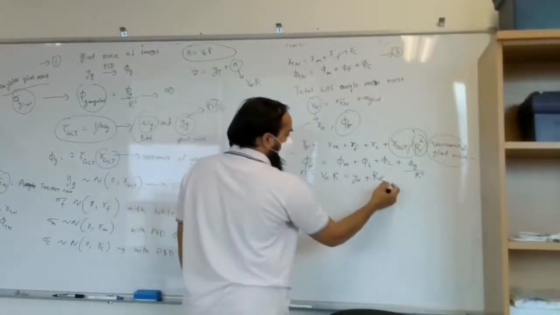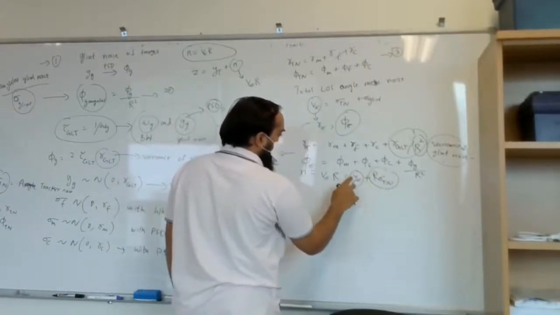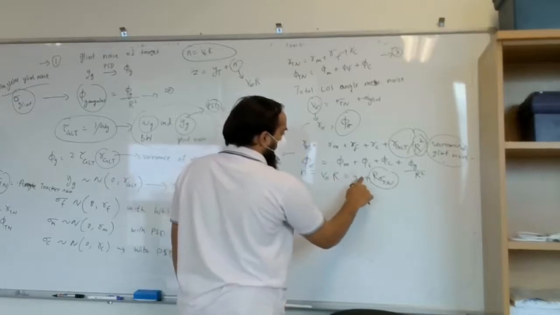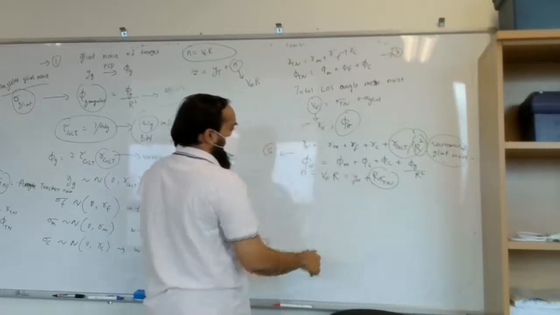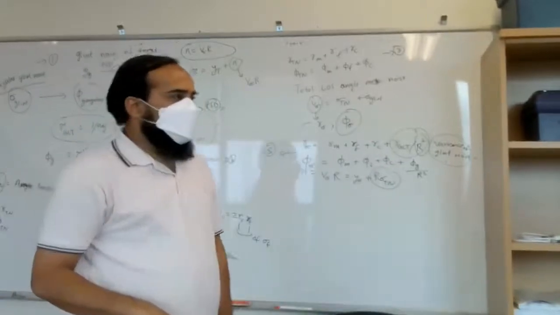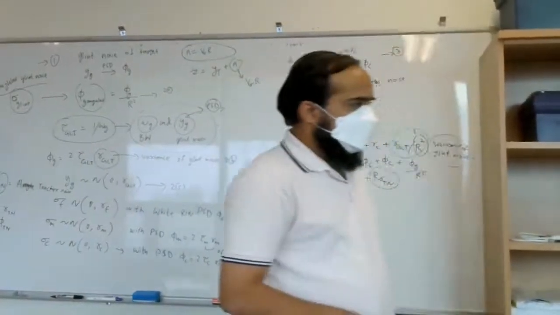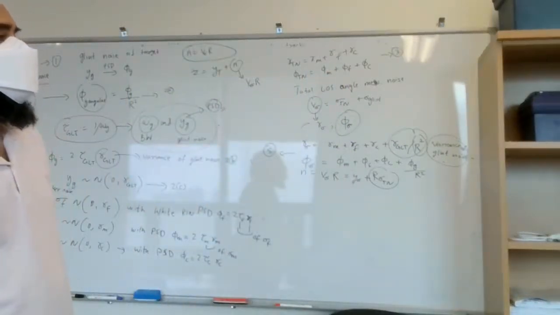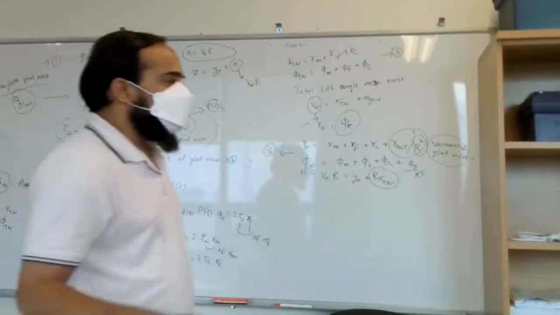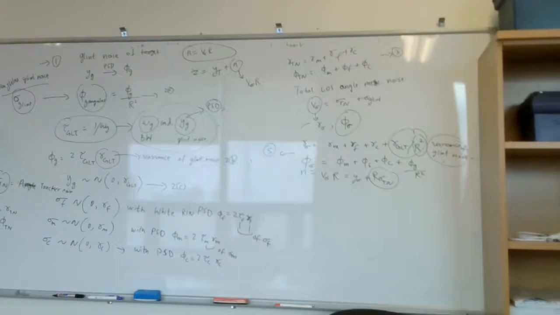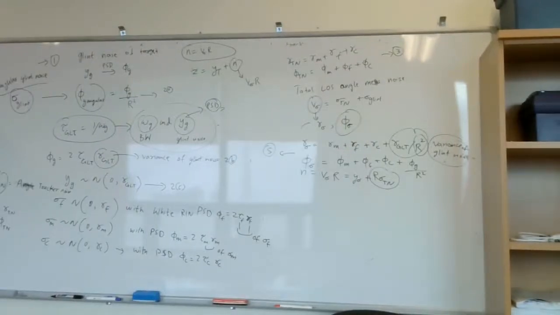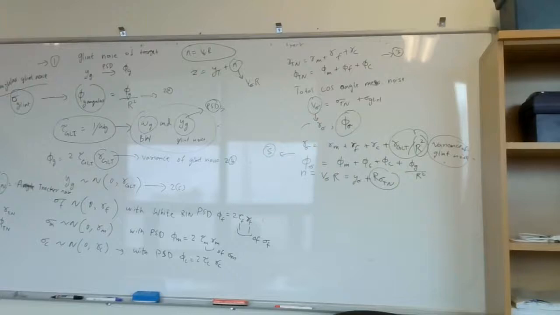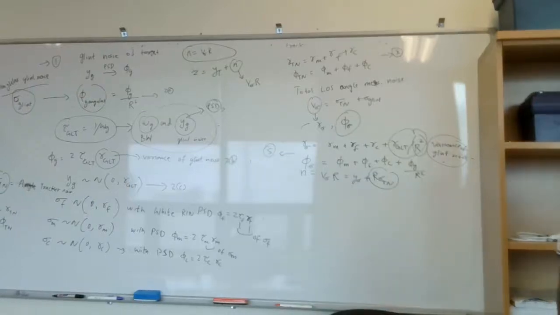This R is multiplied only to this one, not to this, because here this angle is separate from this one. So this is equal to R times this, multiplied and added with this noise.